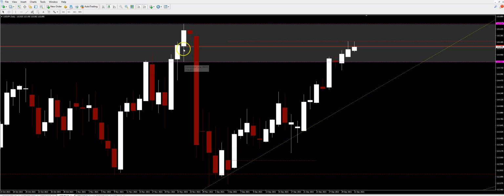That's the low of the wick. This is the low of the candle. Low of the wick, low of the candle.